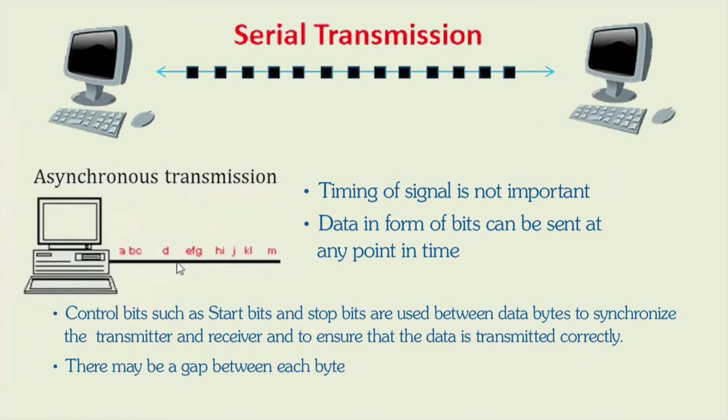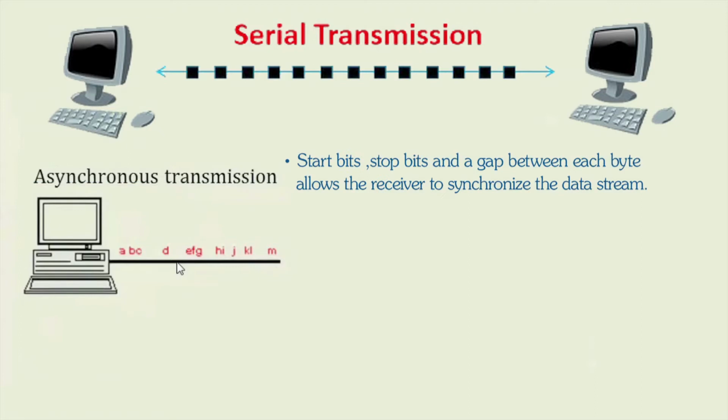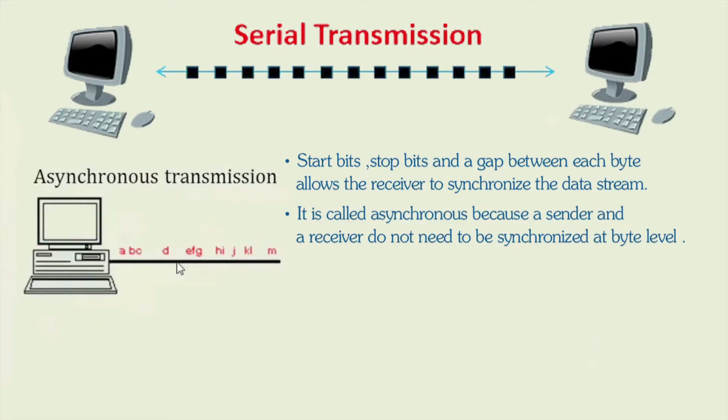So this way receiver and sender are synchronized. They understand this is my first byte, this is the second byte, this is the third byte, this is the fourth byte, and so on. Not necessarily after the first byte is the second byte sent immediately; there might be some gap. Now the start bits, stop bits and a gap between each byte allow the receiver to synchronize the data stream, just for synchronization purposes. It is called asynchronous because a sender and a receiver do not need to be synchronized at a byte level.